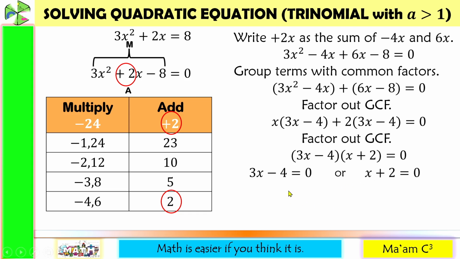Let us solve this one. Let us move -4 on the other side. It will become positive. Dividing both sides by 3, we will be having x is equal to 4/3. On this one, let us move 2 to the other side. It will become -2. I would like you to check our answers by substituting these values in the original equation.